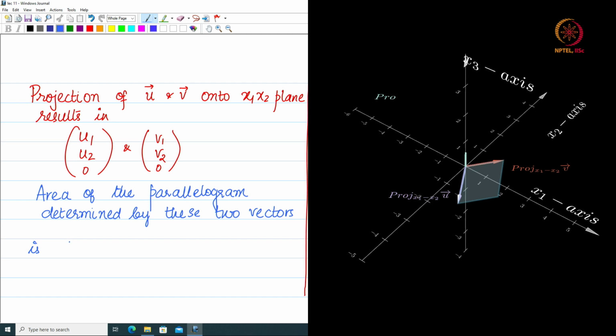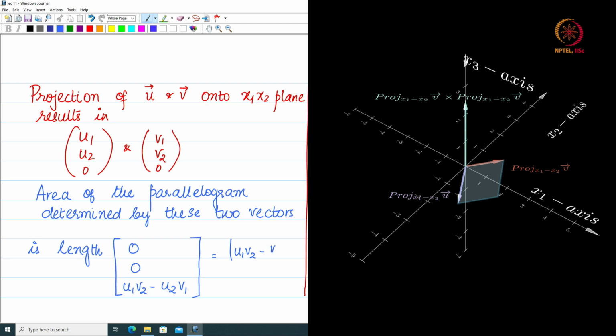So this is going to be given by the length of this vector (0, 0, u1 v2 minus u2 v1), right. This is what we are going to have, which, since it is a length, I am going to take as the absolute value of u1 v2 minus u2 v1. Right. Similarly, I can do this.